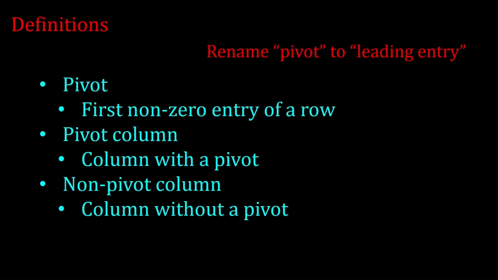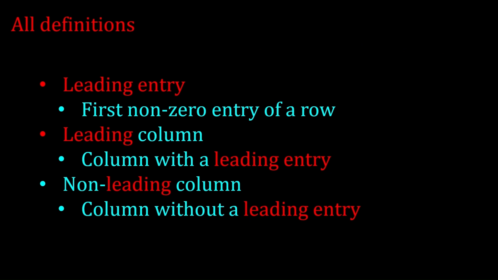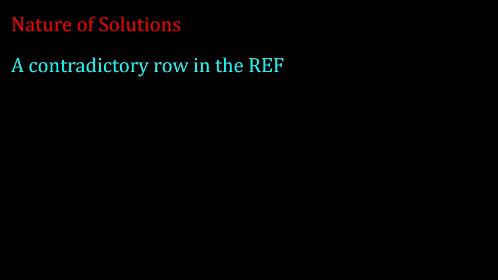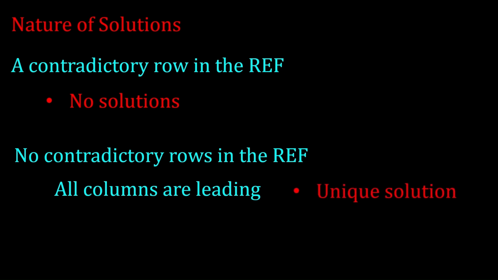Now, some definitions to note that we've been using pivot, right? First non-zero entry of a row. But I'm going to rename it to leading entry because that kind of makes a bit more sense. Leading entry of a row is the first non-zero entry of that row. Therefore, everything hinges on leading columns and non-leading columns. As for nature of solutions, a contradictory row appearing in the row echelon form means no solutions. They're equivalent. No contradictory rows, as well as all columns leading, which means all columns have a pivot, that means we have a unique solution. And suppose we have a non-leading column, then infinitely many solutions.